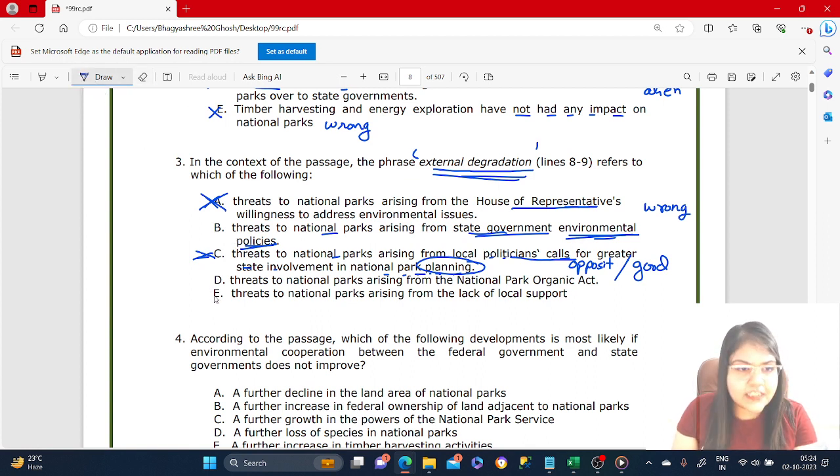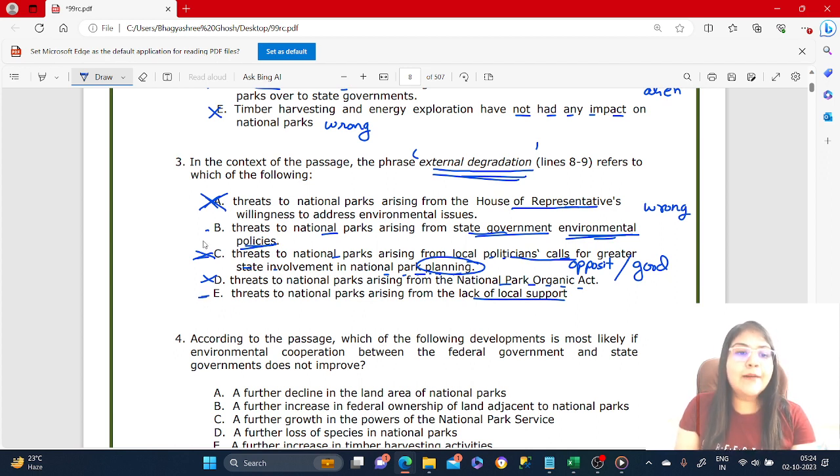Well, let's see the next two options and then give a final decision. D says threats to national parks arising from the National Park Organic Act. Is this act causing a threat to the national park? No, this act is protecting the national park. National park is having threat from the outside environment. That too, and what is there outside? Outside there are state governments. So B makes more sense in comparison to D. So either it is B or it is E. E says threat to national park arising from lack of local support.